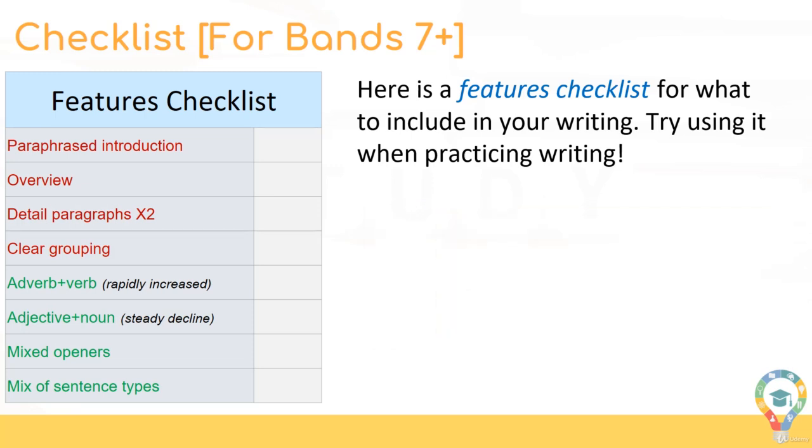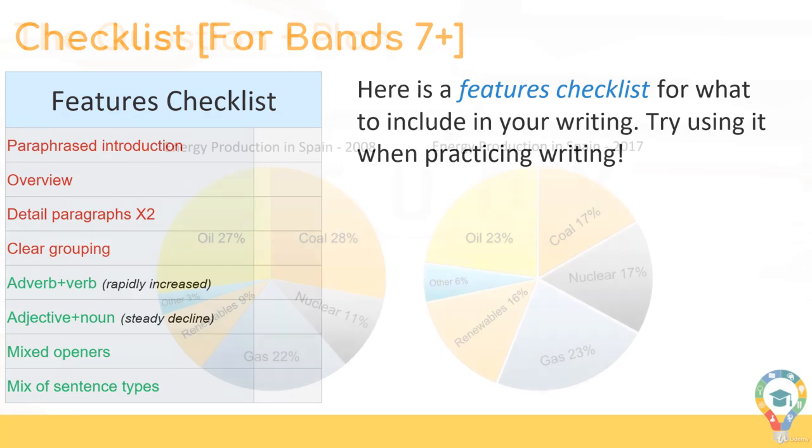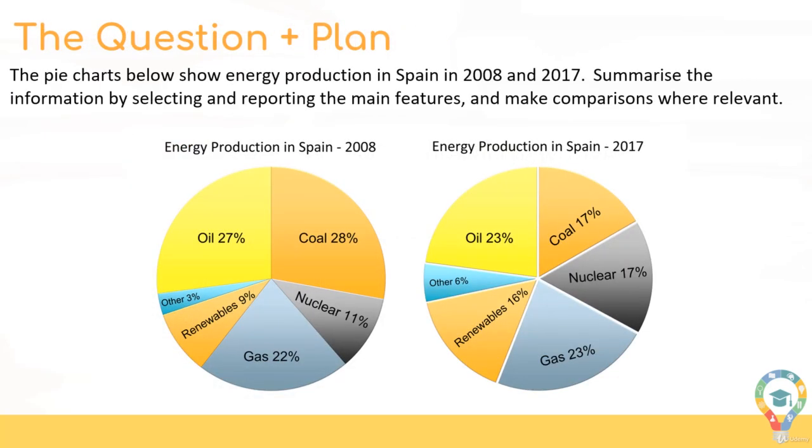Let's move on to the question that I'll be answering today. The pie charts below show energy production in Spain in 2008 and 2017. Summarise the information by selecting and reporting the main features and make comparisons where relevant.